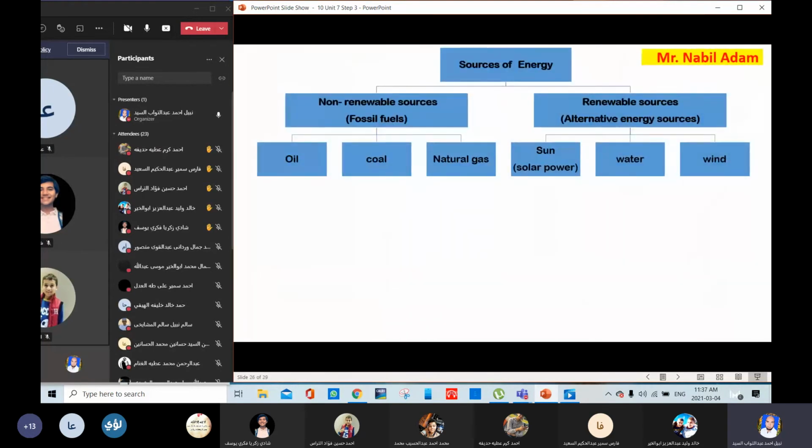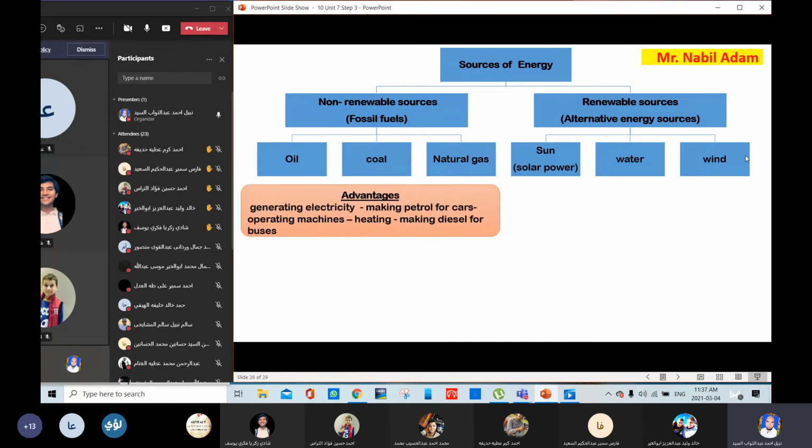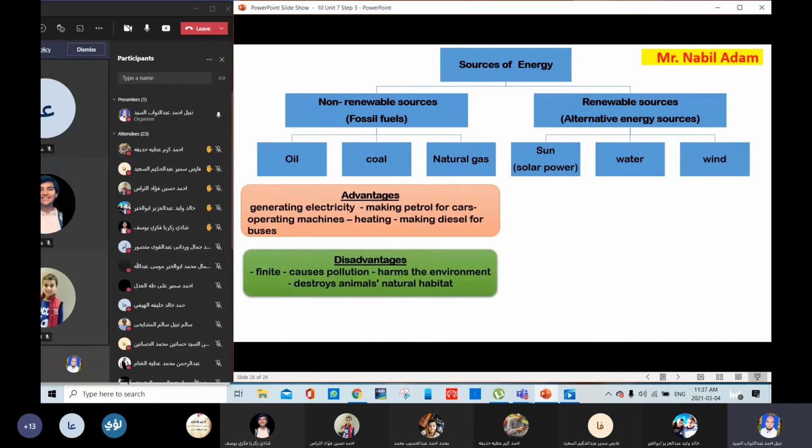Here, the sources of energy, as we divided them into two parts. We have non-renewable sources of energy, like fossil fuels, as we mentioned before: oil, coal, natural gas, and then we are going to mention the advantages and disadvantages. The renewable sources of energy, the alternative energy sources: solar power, water power, wind power. Of course, we are going to mention the advantages and the disadvantages. Again, who can answer what are the advantages of the non-renewable sources of energy?